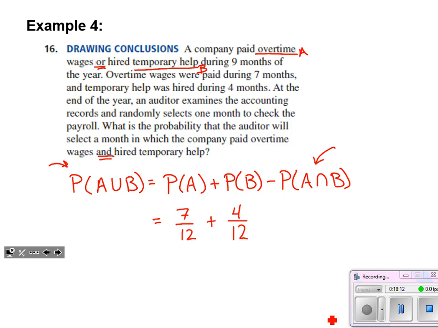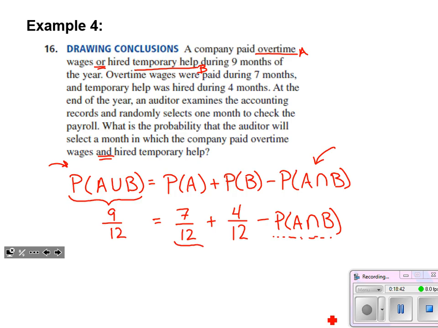Okay, and then the first line, paid overtime or hired temporary help during 9 months out of the year. Well, that's what this is, A or B. So that's 9 of the 12 months. We're able to fill in that. We're not solving for that anymore. What we don't know is the and. So we are solving this for the and portion. And it's just an algebra problem. Just imagine that this is the x that we're looking for.